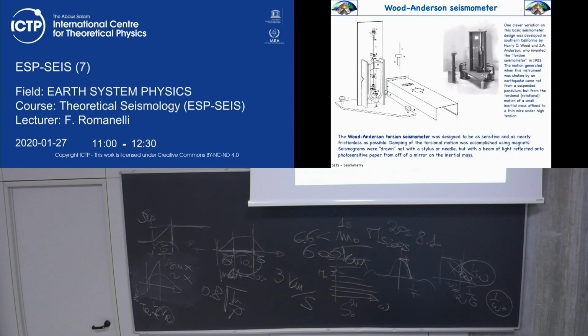That's a Wood Anderson. And you could say, so what? It's beautiful. That's a Wood Anderson. I'm moving with the ground, it's recording the motion. Can you use it as a seismometer? Is it useful? Yes. Maybe yes for some frequencies.